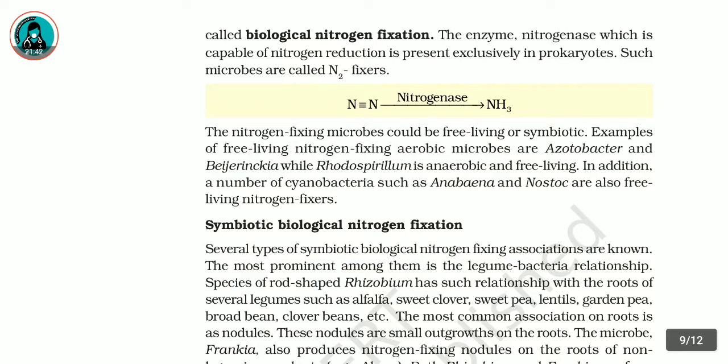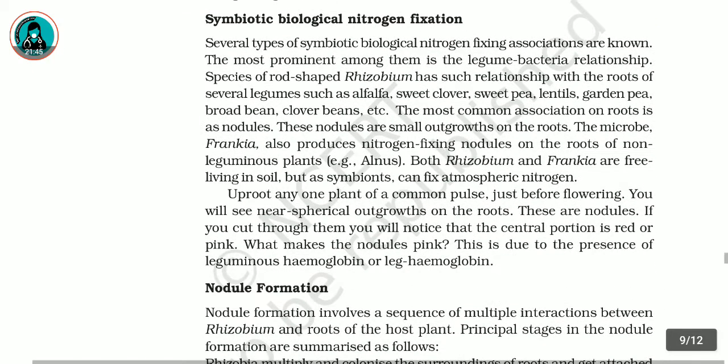Symbiotic biological nitrogen fixation. Several types of symbiotic biological nitrogen fixation associations are known. The most prominent among them is the legume-bacteria relationship. Species of rod-shaped Rhizobium have such a relationship with roots of several legumes such as alfalfa, sweet clover, sweet pea, lentils, garden pea, broad bean, clover beans, etc.